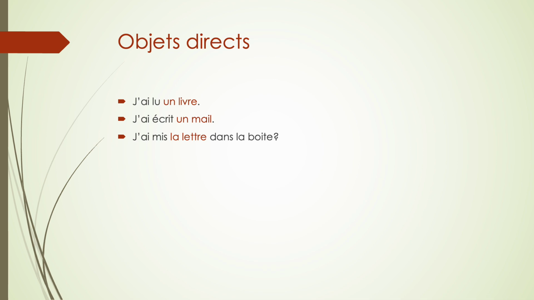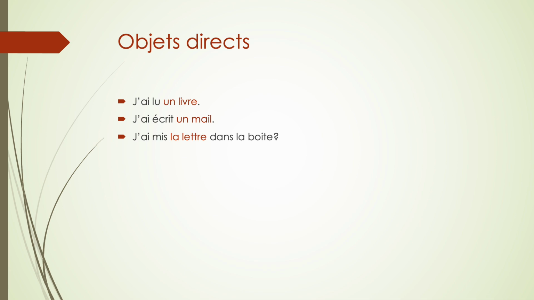J'ai écrit un mail. I wrote an email. Un mail comes right after the verb. J'ai écrit. So it's j'ai écrit un mail. Un mail is the direct object. J'ai mis la lettre dans la boîte. So, la lettre comes right after the verb, j'ai mis. So, la lettre is the direct object. What did I put in the box? I put a letter in the box. J'ai mis la lettre dans la boîte. So, those are some examples of direct objects in action.